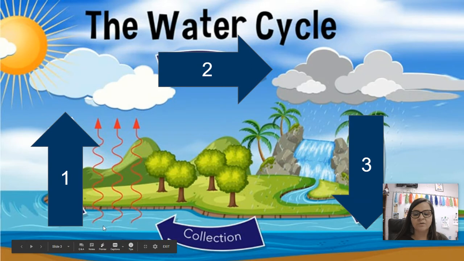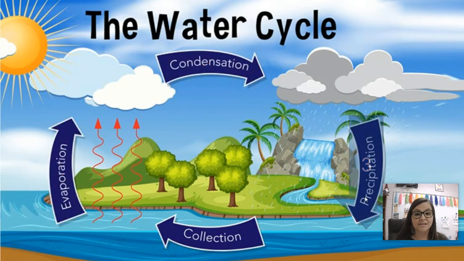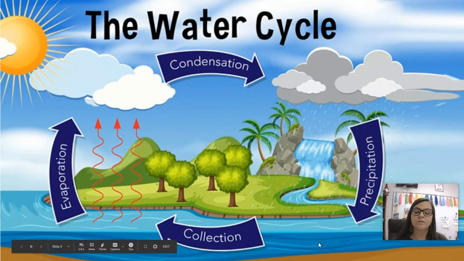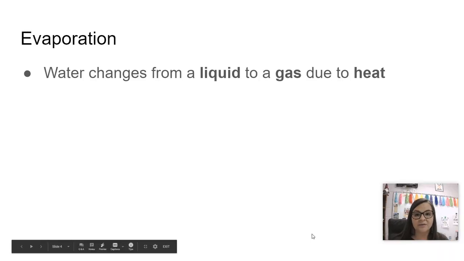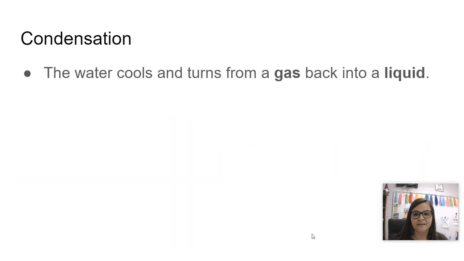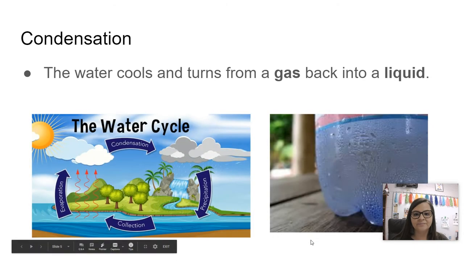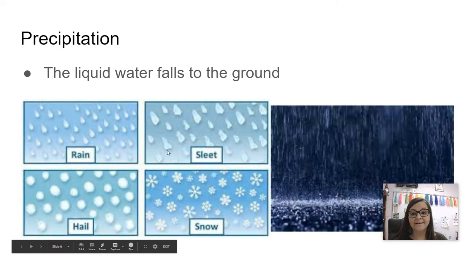So, just for some review from third grade, evaporation, condensation, and precipitation, but you will need to know the four types of precipitation: rain, snow, hail, and sleet. Evaporation is where water changes from a liquid to a gas due to the heat from the sun. Condensation is where water cools and turns from a gas back into a liquid. Precipitation is the liquid water that falls to the ground. So rain, snow, sleet, and hail.